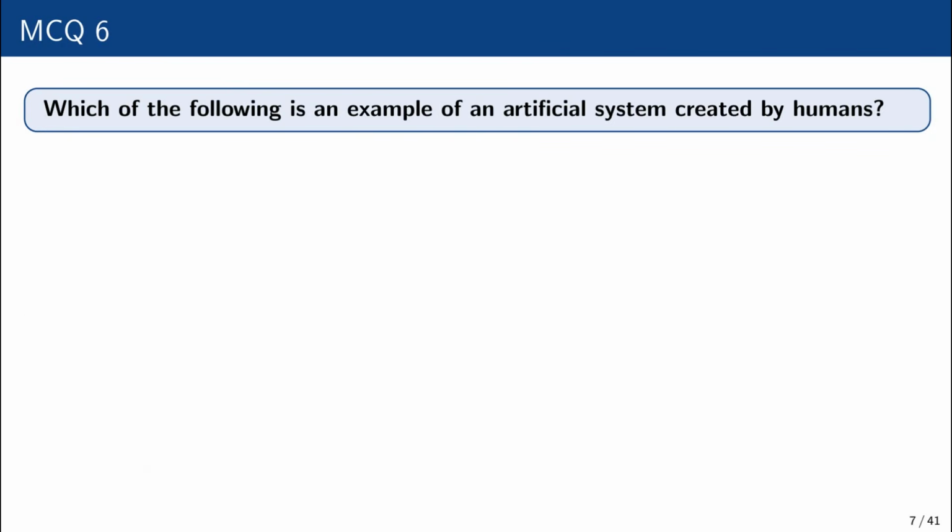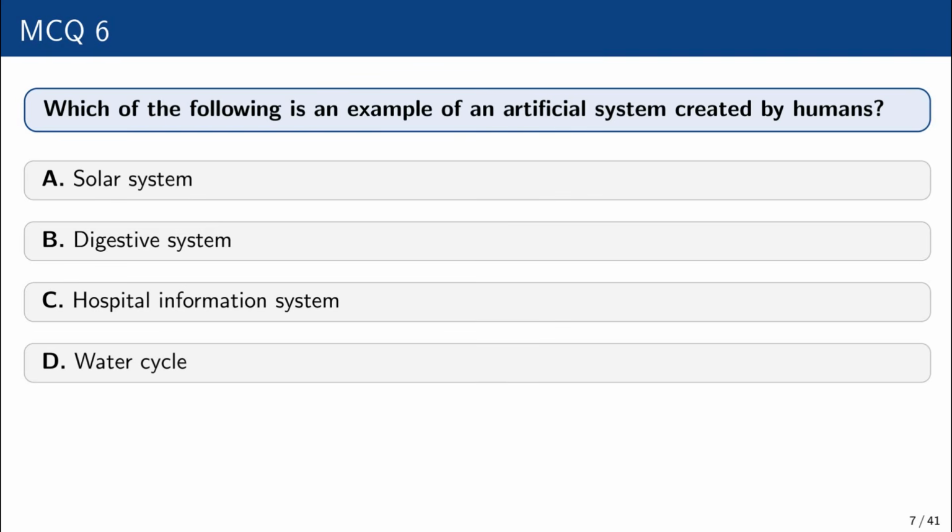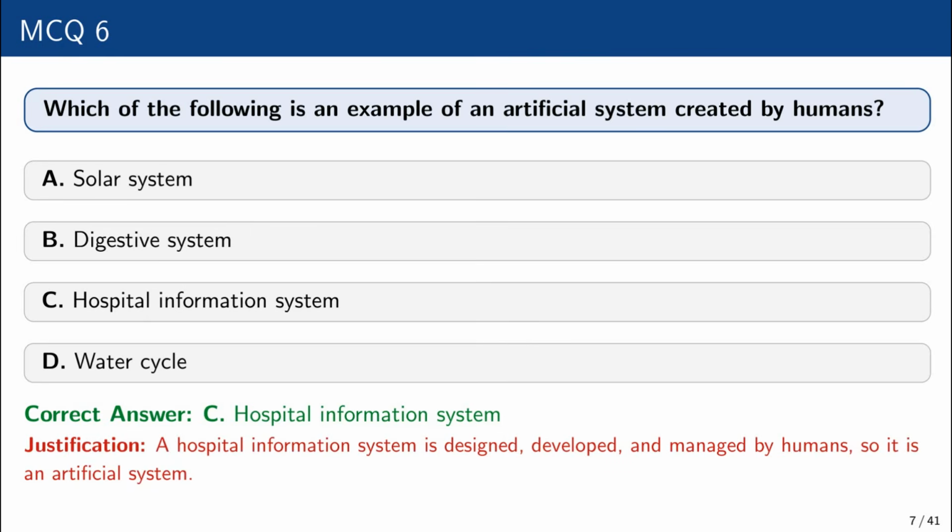Question number 6. Which of the following is an example of an artificial system created by humans? Solar system, digestive system, hospital information system, water cycle. The correct option is hospital information system, because a hospital information system is designed, developed, and managed by humans, so it is an artificial system.